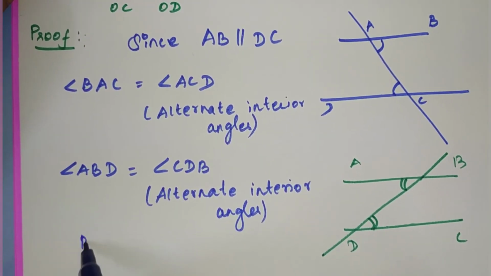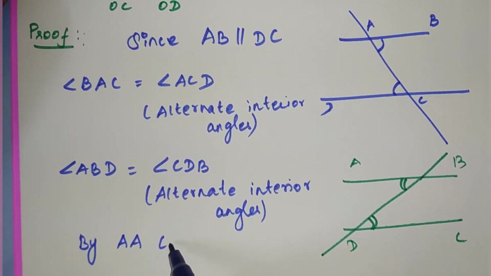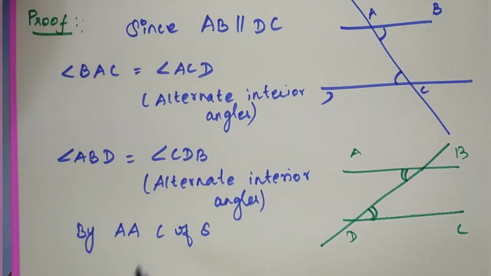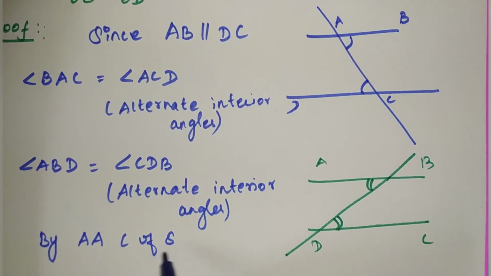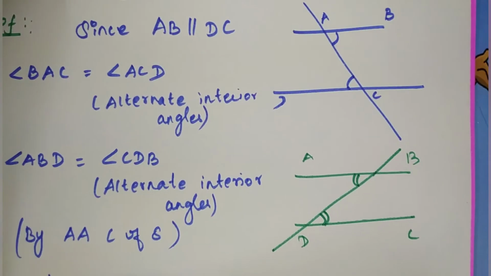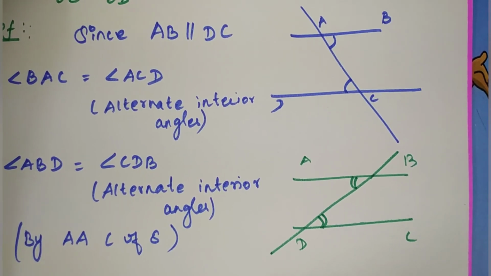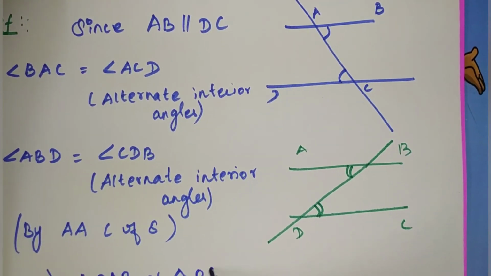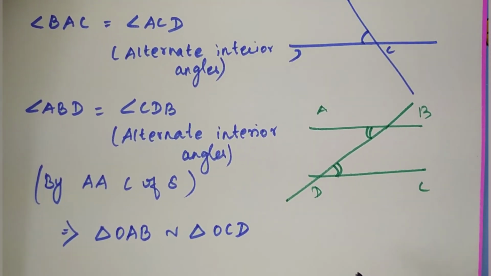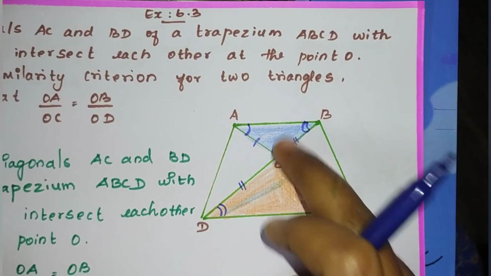Therefore, by AAA criterion of similarity, that is criterion of similarity, it implies triangle OAB is similar to the triangle OCD. Clear, all of you? We proved that these two triangles are similar.